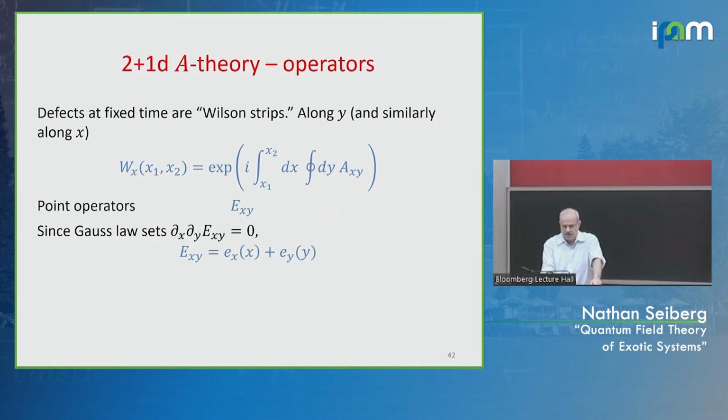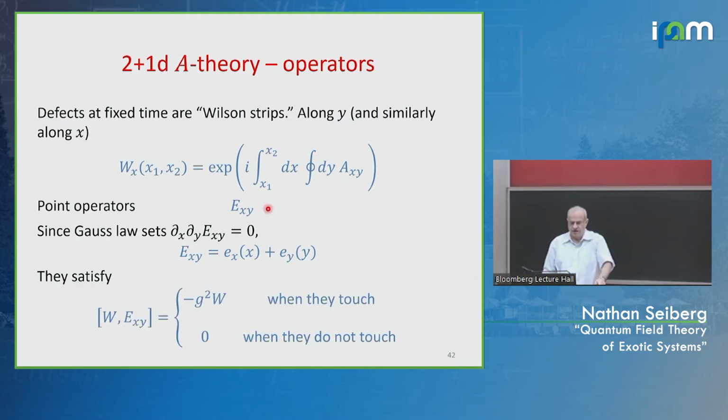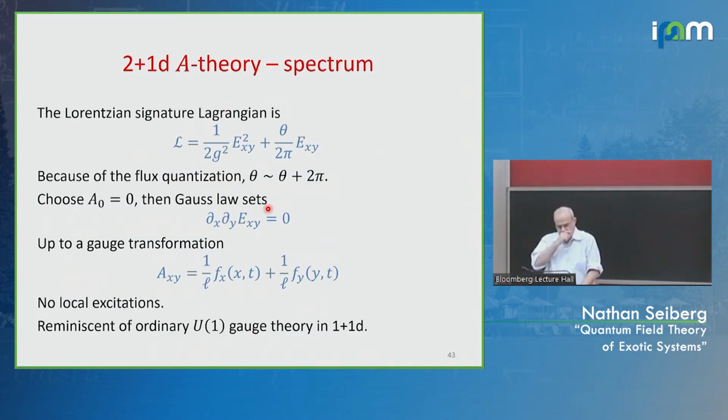We also have the gauge invariant electric field, which is a point operator. And these strip operators and operators at a point satisfy a non-trivial algebra. The strip does not commute with E if they overlap or if they touch, and they do commute if they do not touch. And finally, the spectrum.